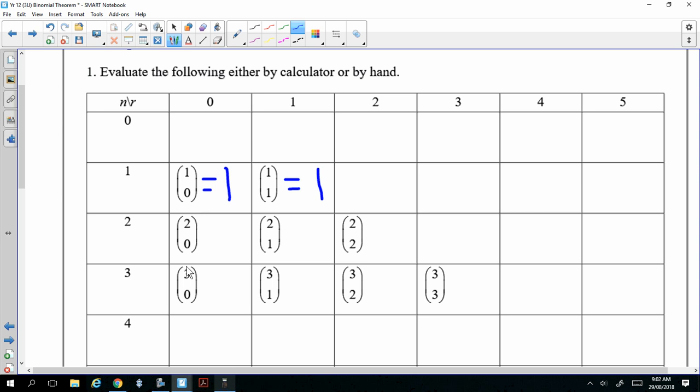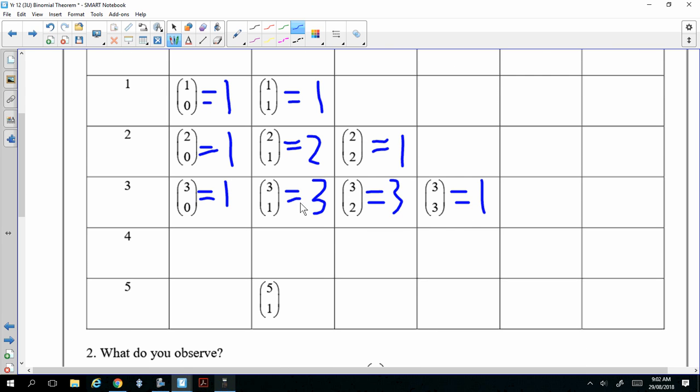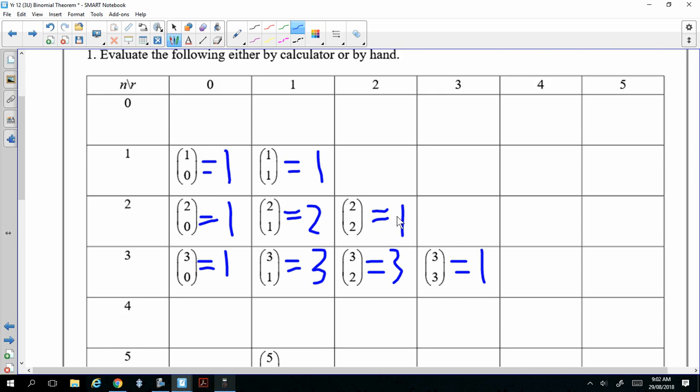2 0 will be 1, 2 1 will be 2, 2 2 will be 1. Yep. How about 3 0? 1, 3 1, 3, 3 2, also 3, right? When it's 1 or 1 less from 3, it's 3. How about 3 3, 1? What numbers does it remind you of? Yeah, so now we have a connection with these numbers while we learn these things. So let's complete the rest.